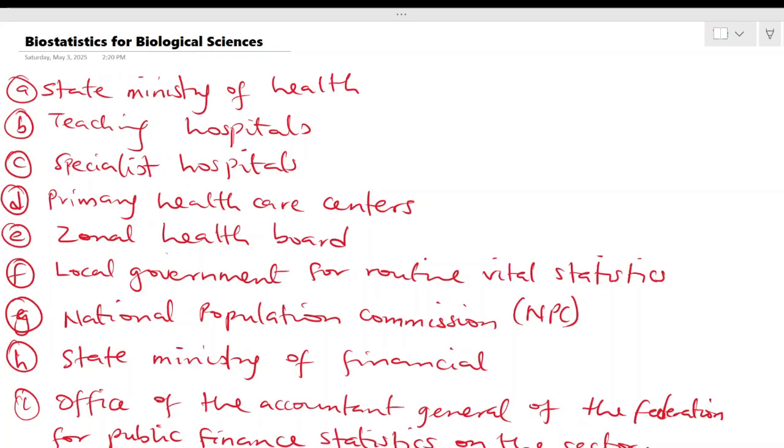It's important to recall that all of these qualitative and quantitative data have been treated in much detail in a previous lecture. So I'd like to refer you to the previous lecture on biostatistics for biological sciences. Now we move on to the next page where we begin to look at the problems associated with collection of biological and medical data.